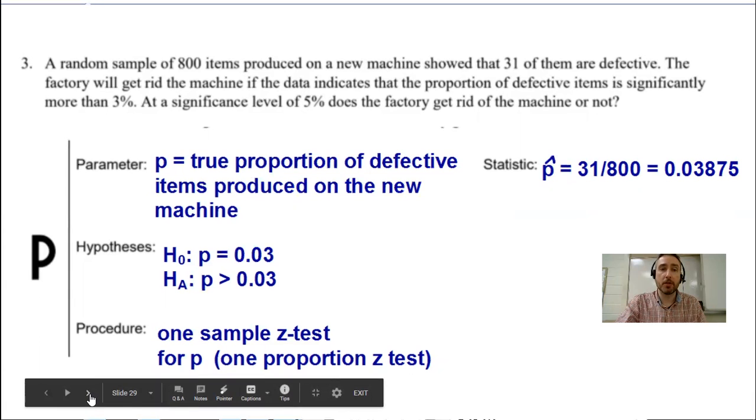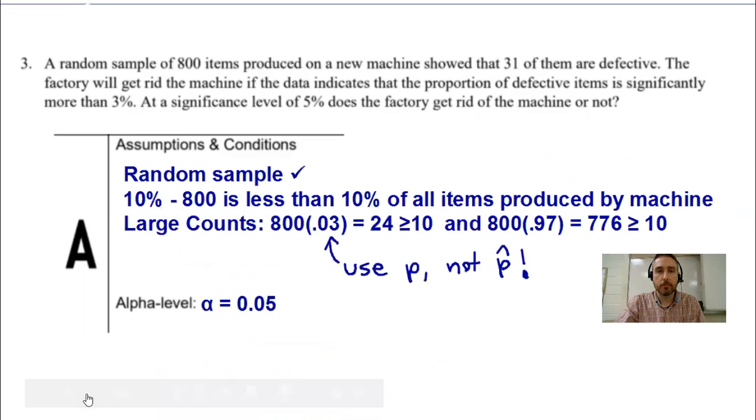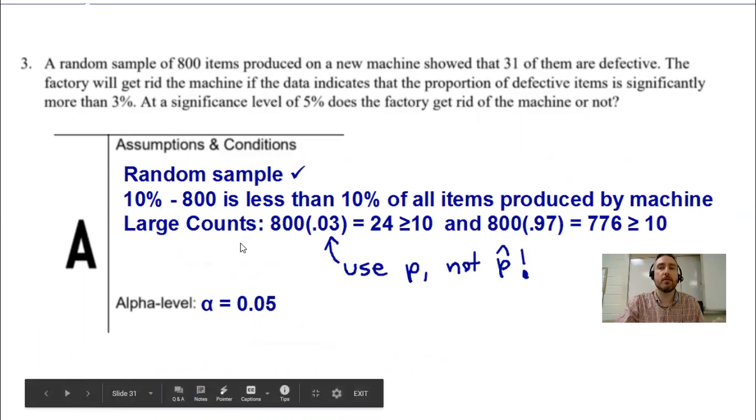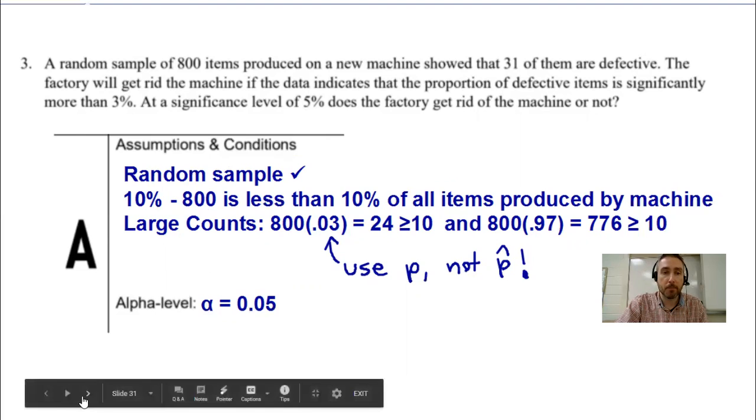All right, the next part we want to do our assumptions and conditions. Remember, random, independent, normal. So let's check them. Was it a random sample? Yes, we could just say that. 10%, okay, 800 is less than 10% of all items produced by the machine. We just state that. We assume that. That's all we can do. Large counts. Don't use p-hat, use p. Remember, we assume the null is true in a test. So 800 times 0.03, 800 times 0.97, both greater than or equal to 10. And our alpha level was given to us, it's 5%, so we write that.